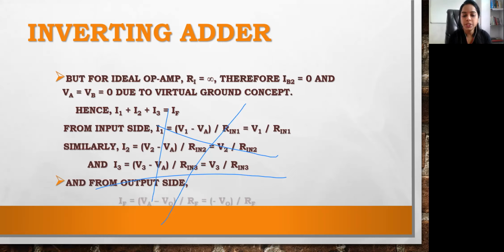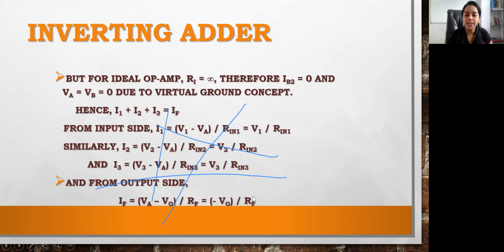And from the output side we will have IF, that is the feedback current. How we can write the feedback current is Va minus Vo divided by Rf. So this will be equal to minus of Vo divided by Rf because Va is equal to 0. So we can write the feedback current IF as minus of V out by RF.